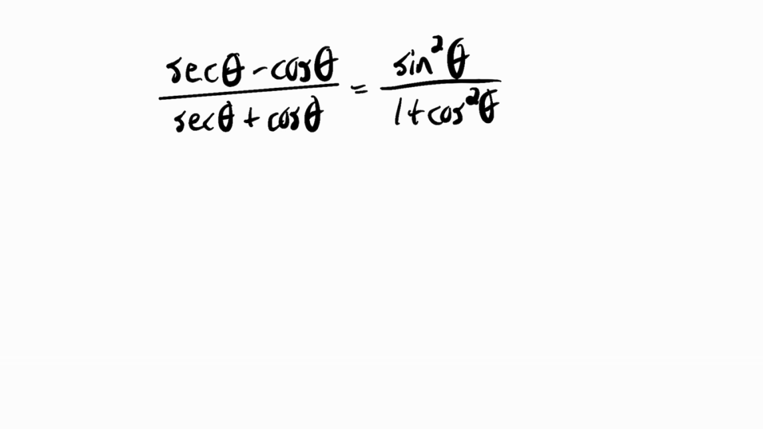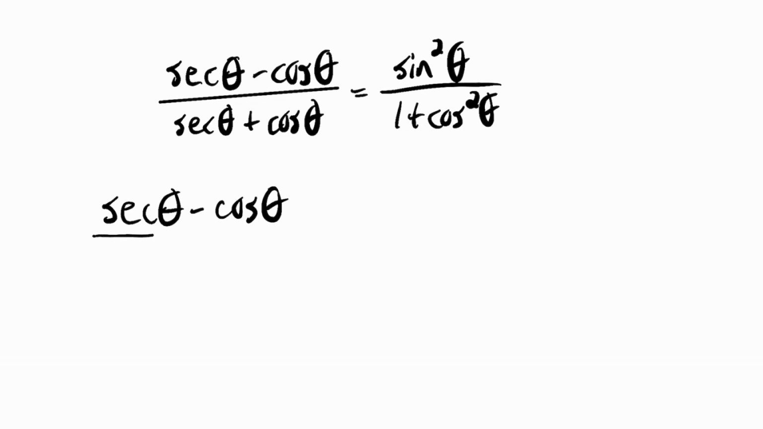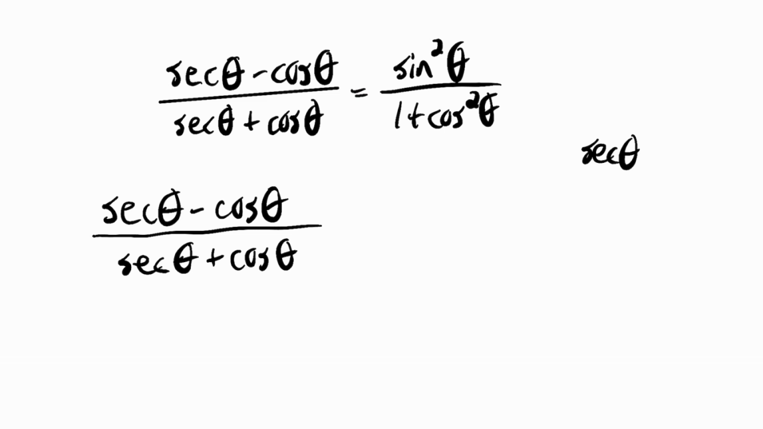So I'm going to start with the left-hand side. Why the left-hand side? Well, because I noticed something that I think will make the whole thing easier. So I'm going to go with that, and we'll see how it goes. So I noticed I've got secant on top and bottom. And of course, secant is 1 over cosine, right? That's one of the reciprocal identities.